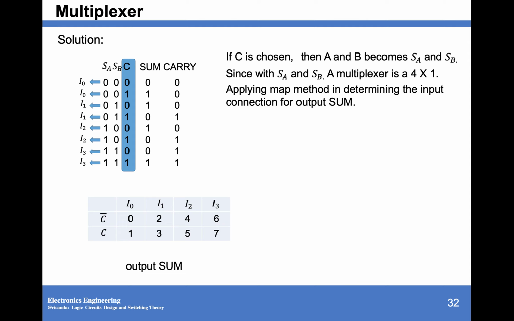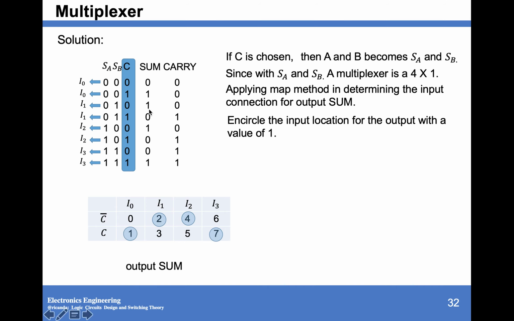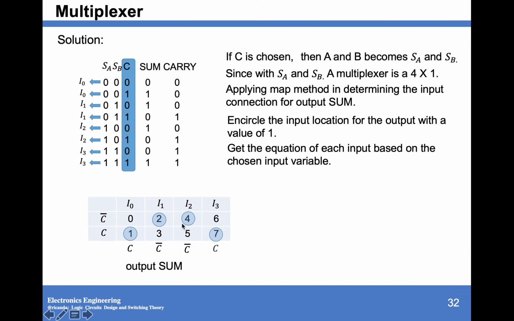Next, for the output sum, we just have to encircle where your sum equals 1. So you have a sum at 1, at 2, at 4, and at 7. Then we have to get the expression based on your circled numbers. You circle 1, which belongs to C. You circle 2, which belongs to C bar. 4 belongs to C bar. And 7 belongs to C.